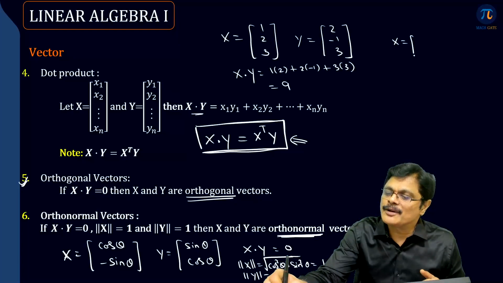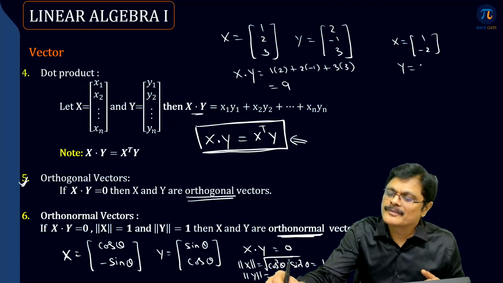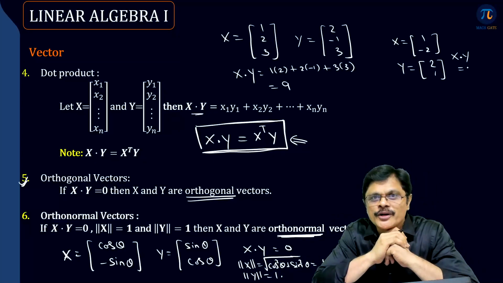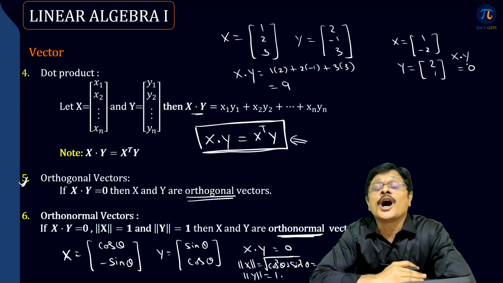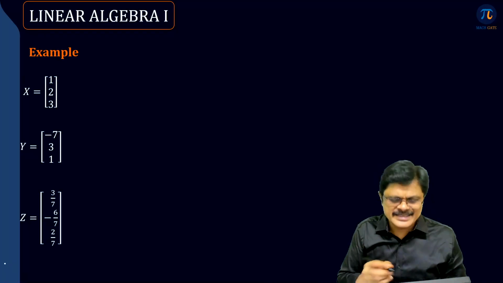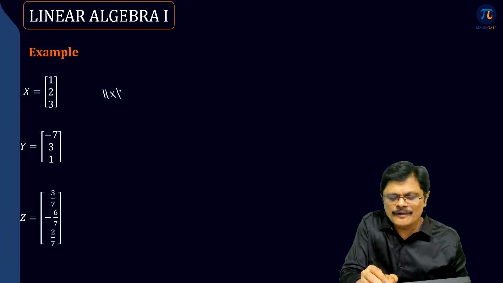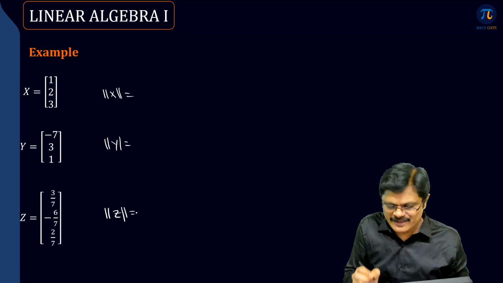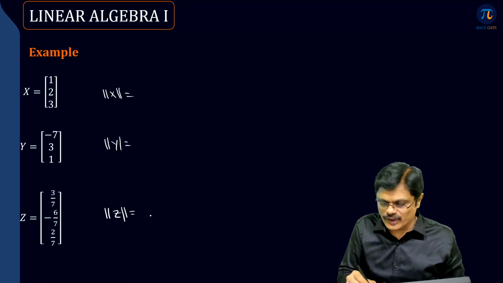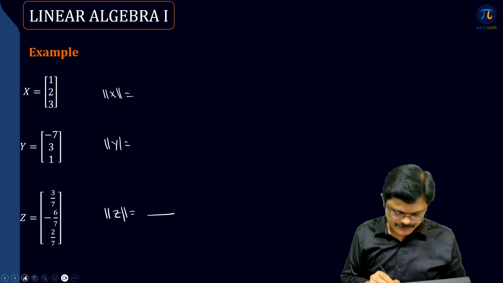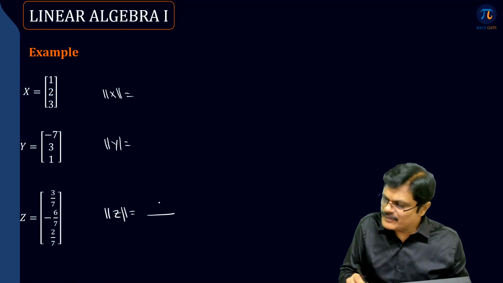Now I'll give you one more example: (1, minus 2) and (2, 1). Now take the dot product of these two vectors. What is the dot product of these two vectors? The dot product is 0. They are orthogonal vectors. The vectors are orthogonal, but they are not orthonormal, my dear. You can try this example. Find the length of each vector. Please try finding the length of each of these vectors. What is the specialty of Z? Please tell. So you can easily observe the length of Z is 1.